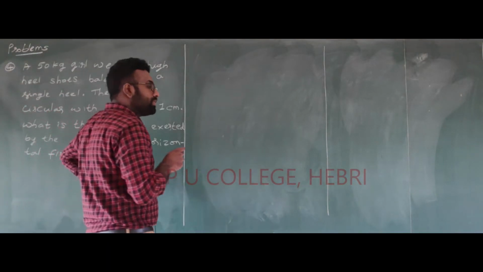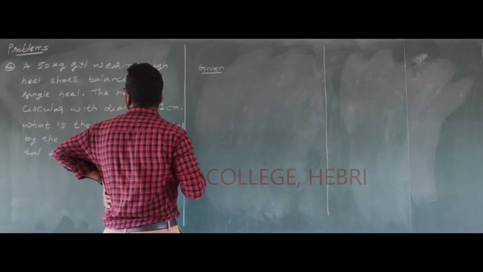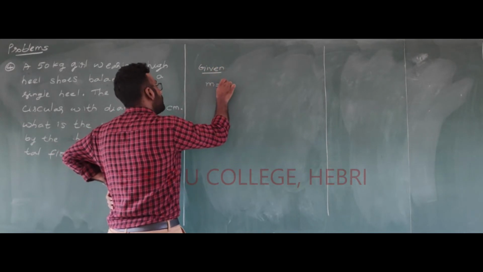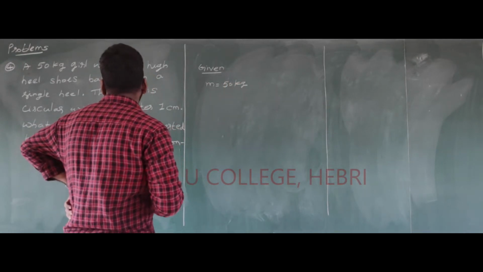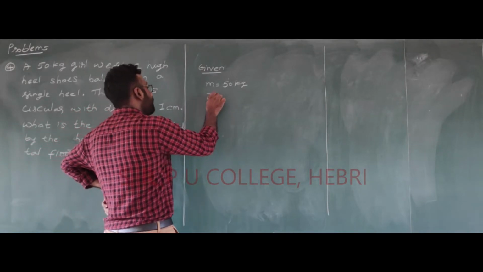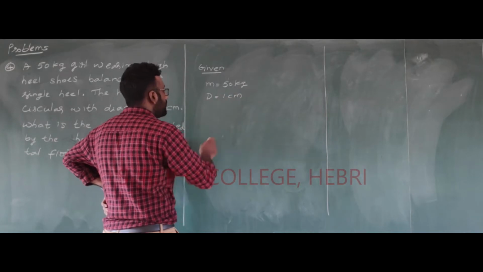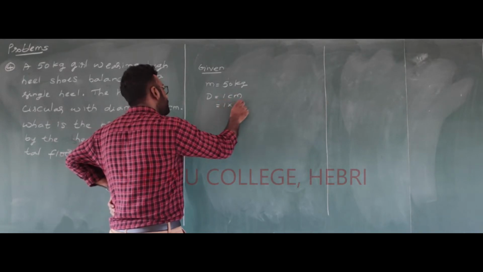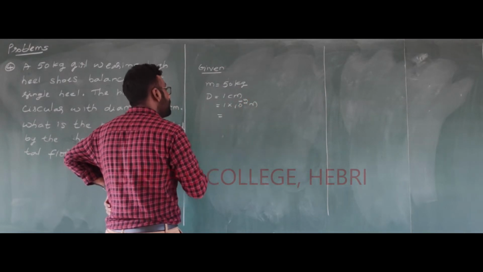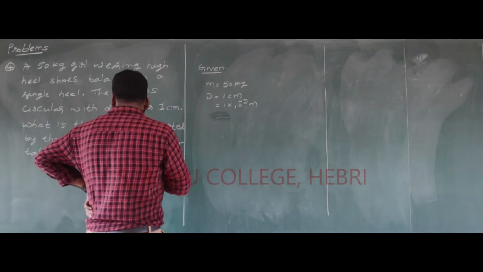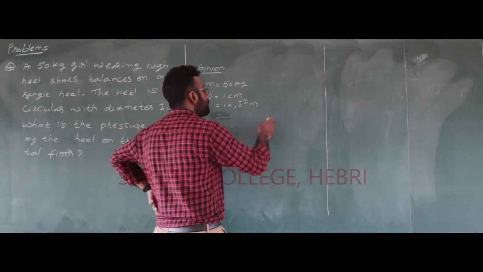So first we will list out the things that are given. We are given the mass, which is 50 kg. We are also given the diameter, which is 1 centimeter. This can be written as 1 into 10 to the power minus 2 meter. Now what we are asked to find is the pressure. So how to find the pressure?